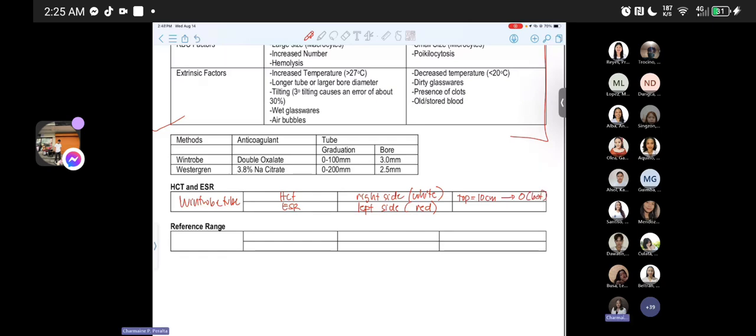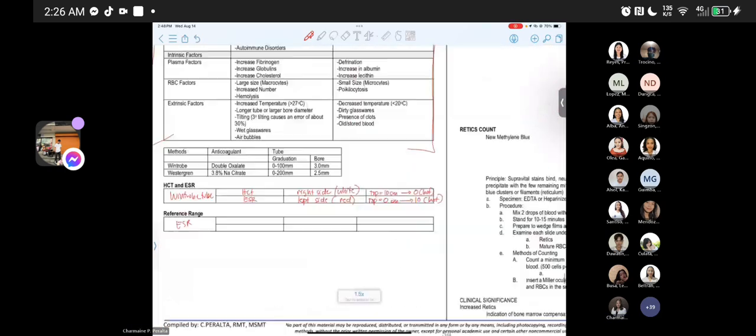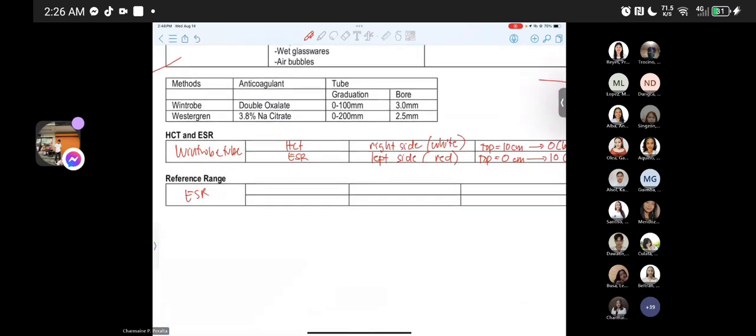Baliktad sa ESR. Ang top ng ESR is 0, papunta sa 10 which is yung bottom. Reference range for ESR, ano ba ang nakalagay dito? For ESR, adult males, 0 to 10 millimeter per hour. For females, 0 to 15 millimeter per hour.